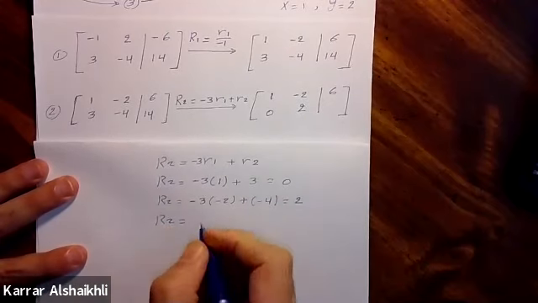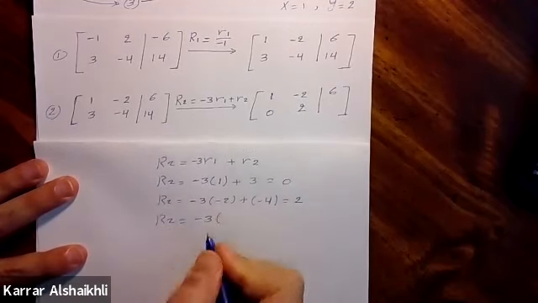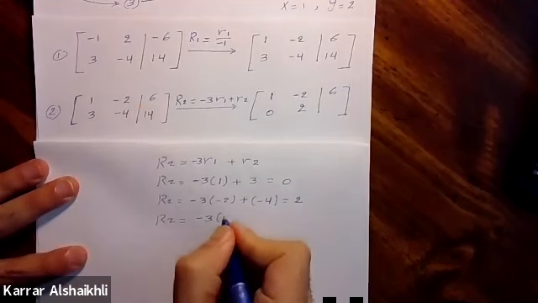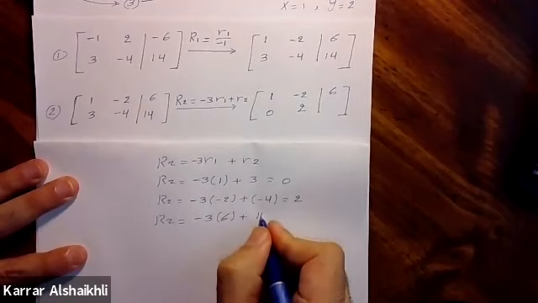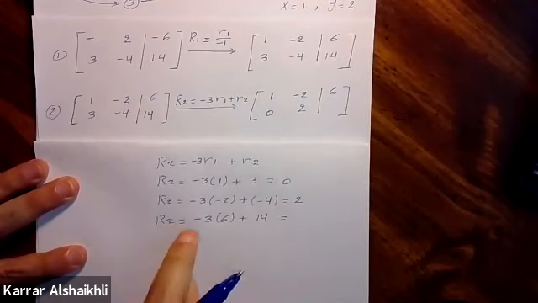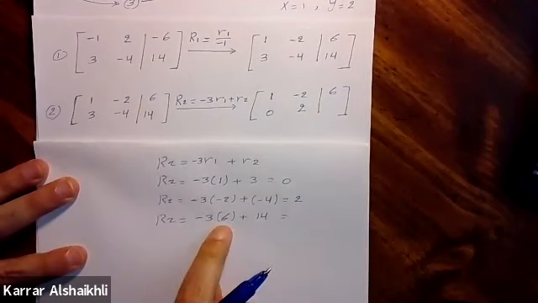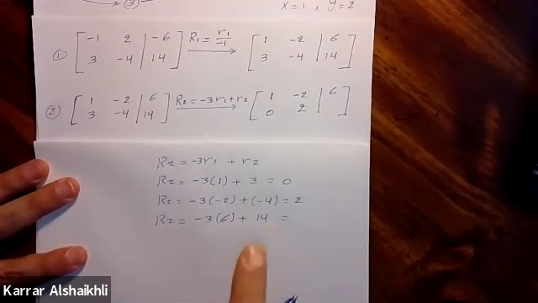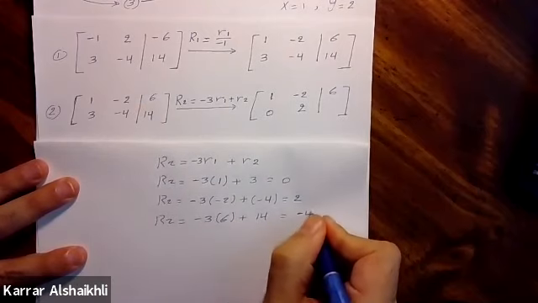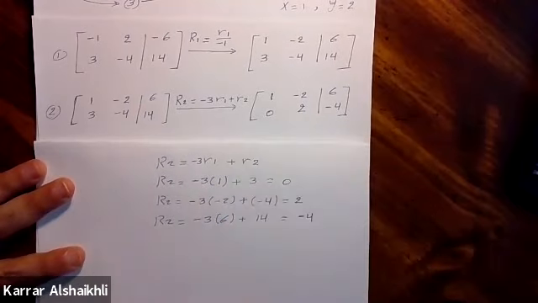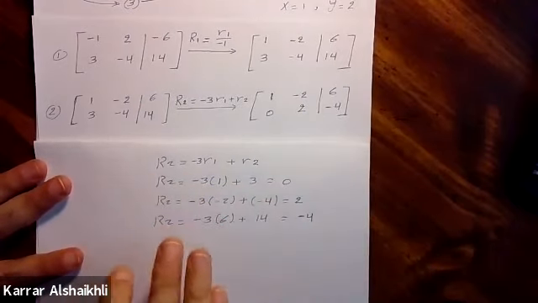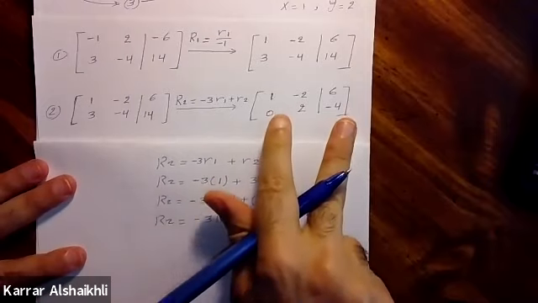R2, the last number, is going to be -3 times 6 plus 14. -3 times 6 is going to be -18. -18 plus 14 is going to be -4. That means here is -4. So here's all the steps. I got the new matrix here.